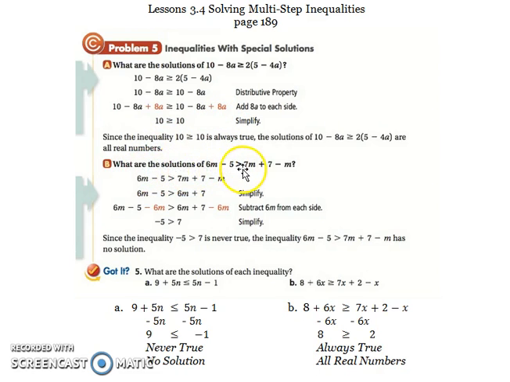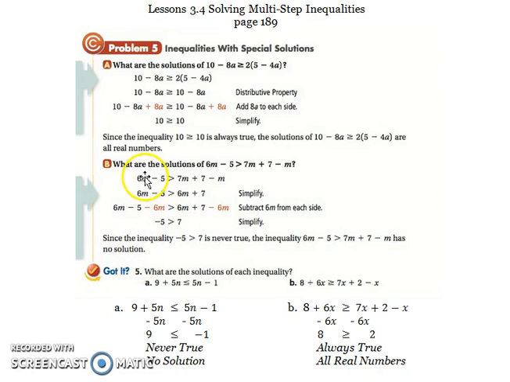What are the solutions of 6m minus 5 greater than 7m plus 7 minus m? So 6m minus 5 greater than 7m plus 7 minus m. We're going to combine these two first, which gives us a 6m. So again, if we subtract 6m from both sides, 6m minus 6m goes away, that's a negative 5. 6m minus 6m goes away, so that's a plus 7. The problem is this is not a true statement. Negative 5 is not greater than 7. So since that's never going to be true, there is no solution.